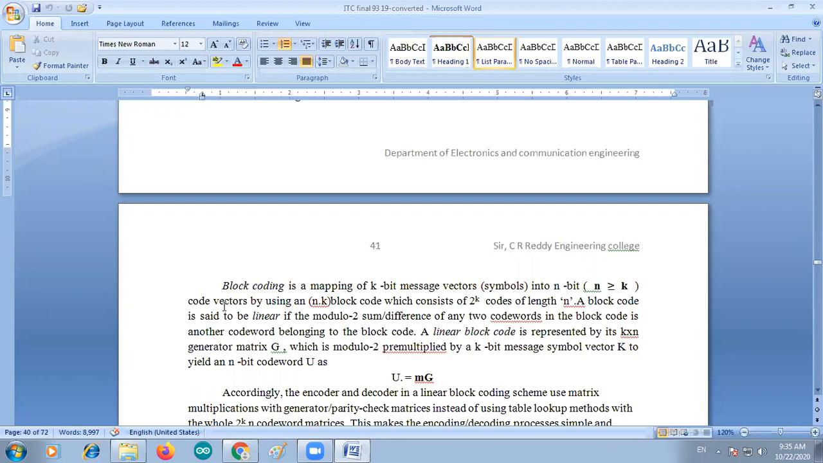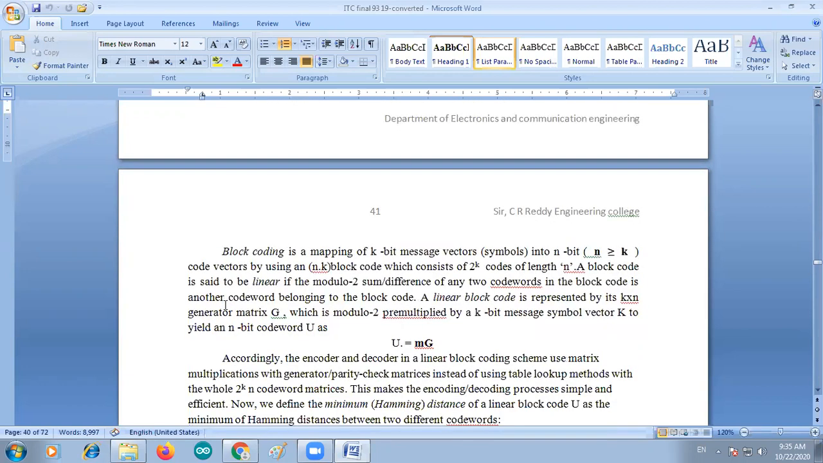Now the representation of the linear block code is (n, k). N stands for the code word vectors, k stands for the message vectors. So there are 2 to the power of k message vectors and 2 to the power of n code word vectors. Code word vectors means after encoding. After encoding, those code word vectors are meant for transmitting through a channel.